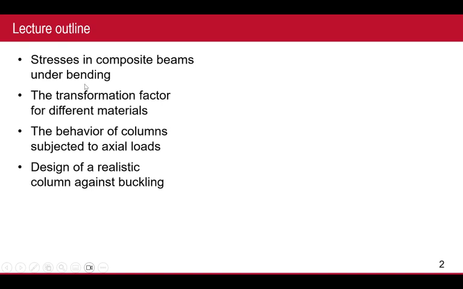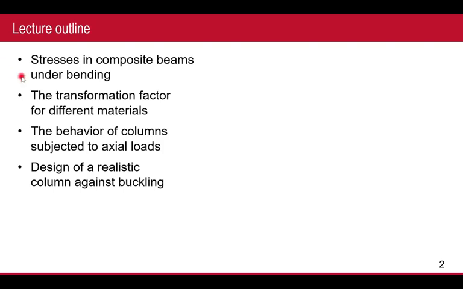We have so many topics: we understand joining, torsion, bending, there are so many different things. For this lecture, we continue from the last lecture, and then determine the transformation factor for different materials. Of course, we should transform a composite beam into a homogeneous beam consisting of a single material. That's what we learned previously.